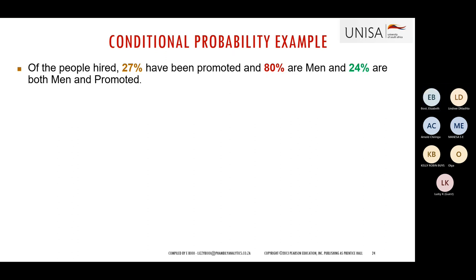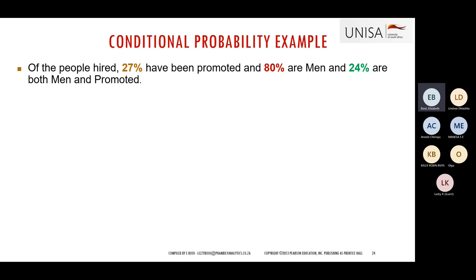Now, we're not given any contingency table, but we can take this statement and convert it into a contingency table because they have given us a simple event, 27% have been promoted. That is a simple event, promoted. They also gave us 80% are men, which is the simple probability of men. And they also gave us 24% are both men and promoted. That is the joint event probability of men and being promoted.